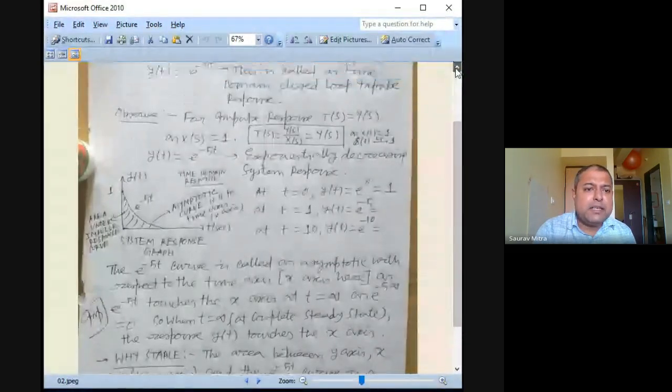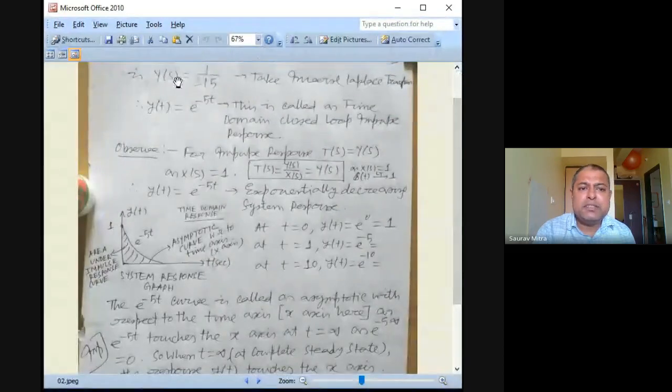So today we have found out that Y(s) is equal to 1 by s plus 5 because X(s) is equal to 1. Take the inverse Laplace, y(t) is equal to e raised to minus 5t. This is called the time domain closed loop impulse response. Very important thing. Time domain means I have taken the inverse Laplace, that's why time domain. Closed loop means I have found out T(s) first. T(s) equal to Y(s) by X(s). T(s) is the closed loop transfer function, that is G(s) by 1 plus G(s)H(s). There I have substituted X(s) is equal to 1 and hence I have found that y(t) is equal to e raised to minus 5t. So this is called the time domain closed loop impulse response of the system.